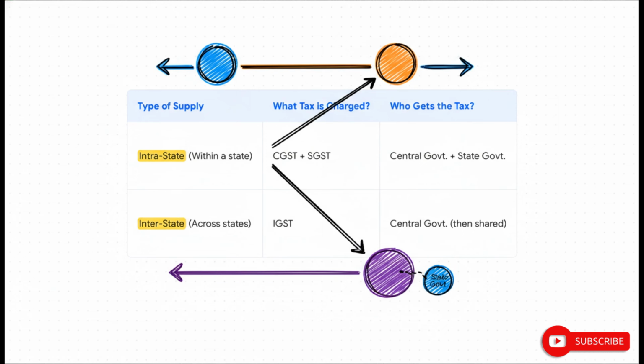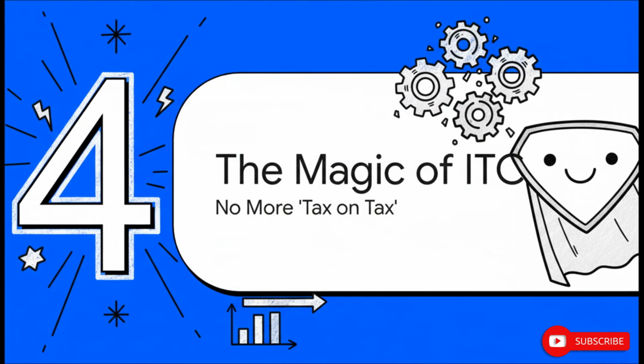So, if the total GST is 18%, it's actually 9% CGST plus 9% SGST. Simple, right? But for a sale that goes across states, just one single tax is charged, IGST. The central government collects it all and then shares it with the state where the goods ended up. That's it.